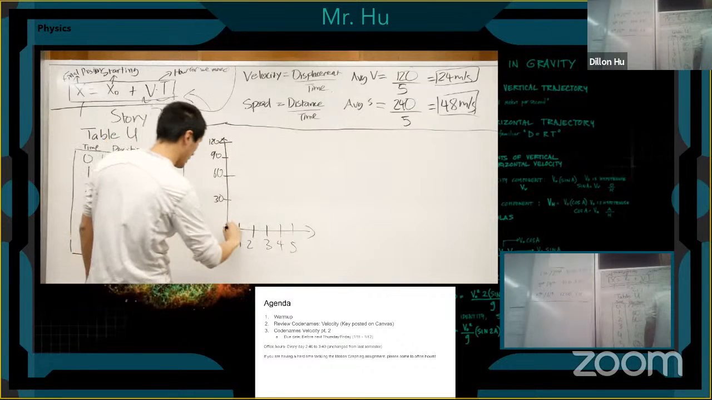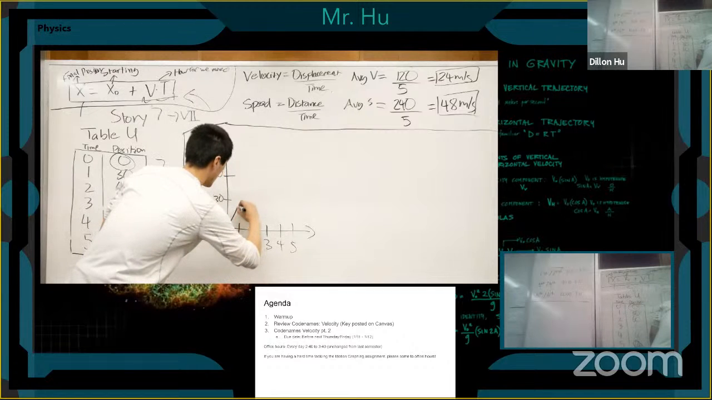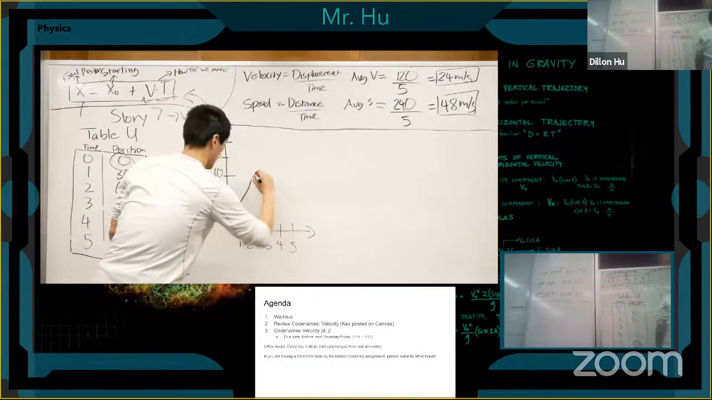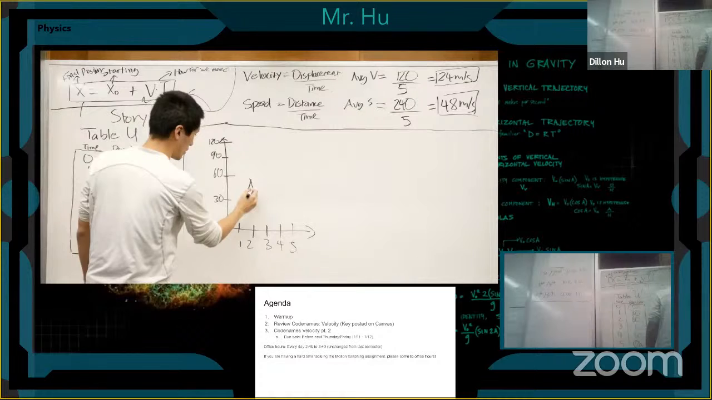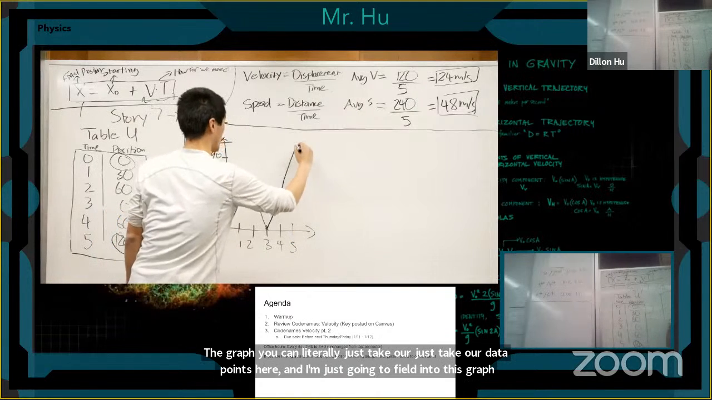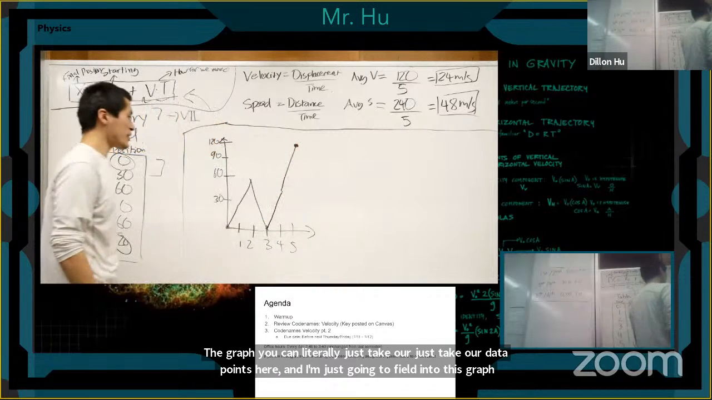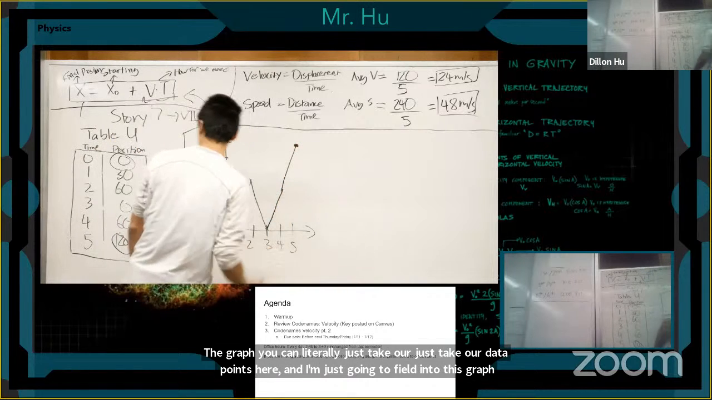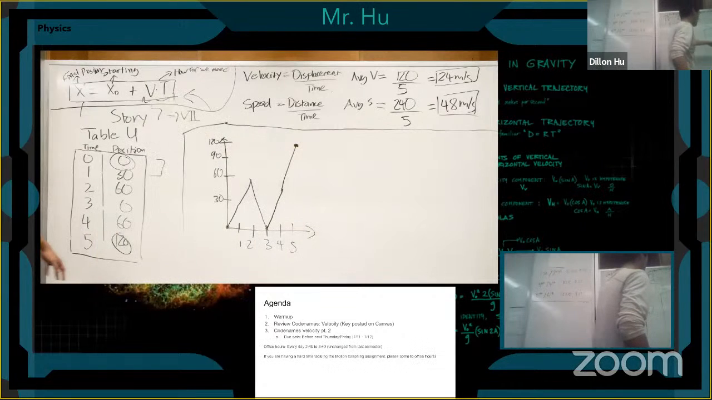Make sure to start at 0, 0, and go to 30, 60, and go back down to 0, up to 60 again, and go. This is what my position versus time graph should look like. All I did is take the points from the table, and I plotted it.